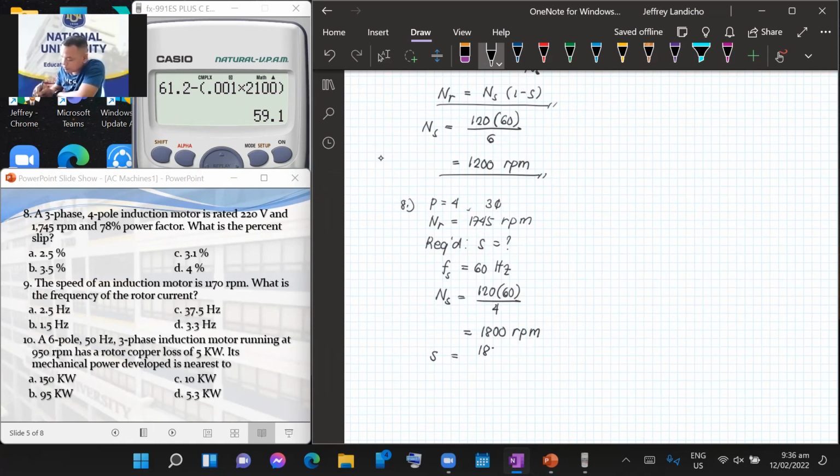Slip now, that is 1,800 minus 1,745 over 1,800.